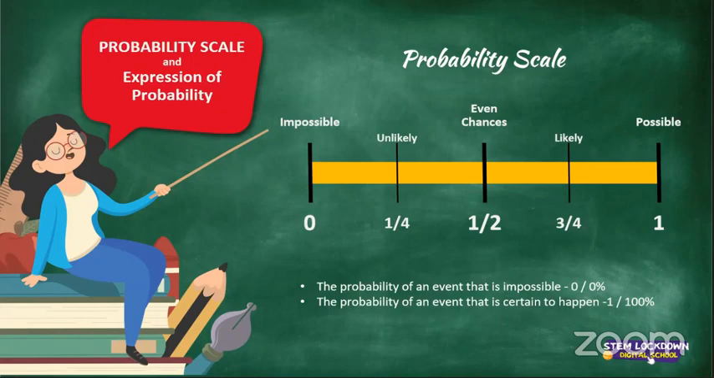So remember, 1 in 4 out of 100% would be 25. And then 3 out of 4, or 3 over 4, what would the percentage be for that? There we go. Thank you, Megan. 75%.